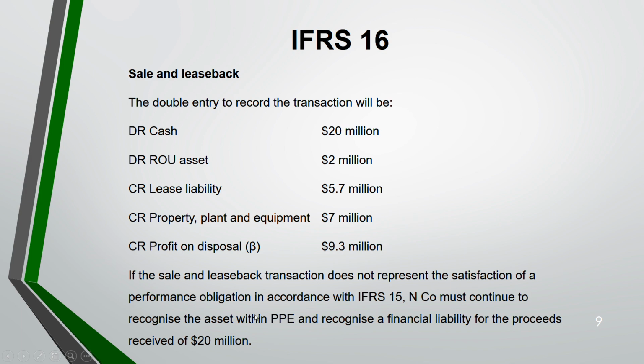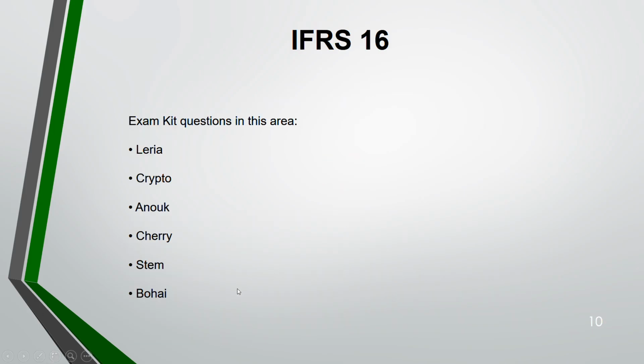Now, if the sale and leaseback transaction does not represent a sale, then N will continue to recognize the asset within its PPE and will recognize a financial liability for the proceeds that they have received, which is 20 million. Okay.